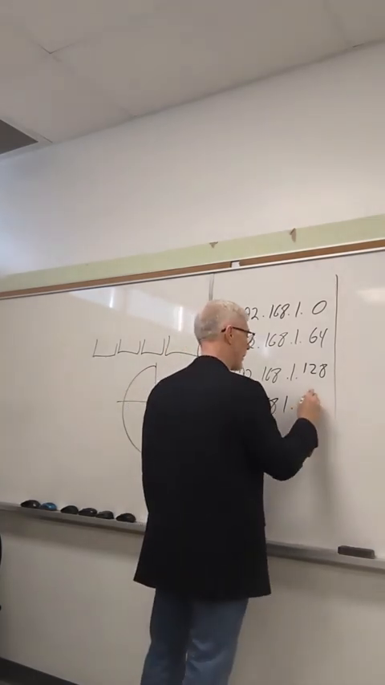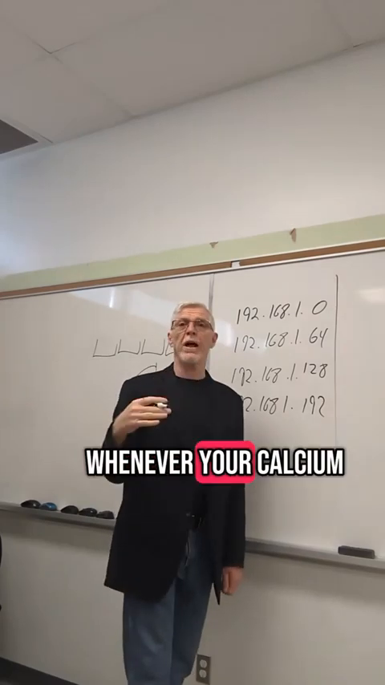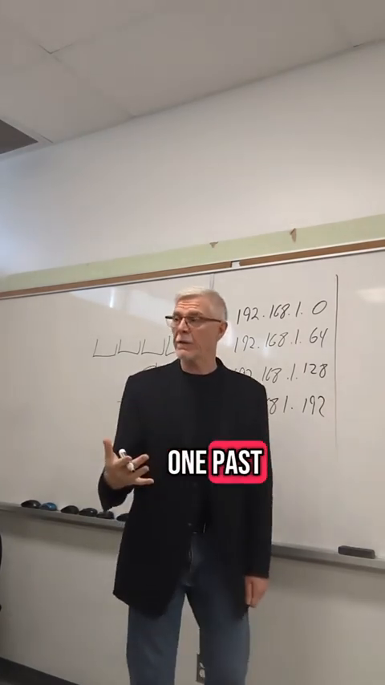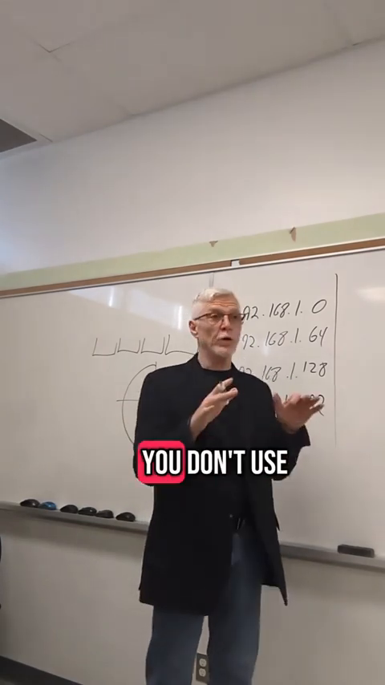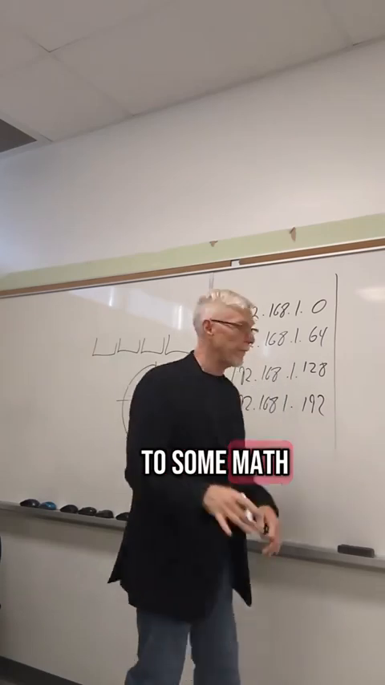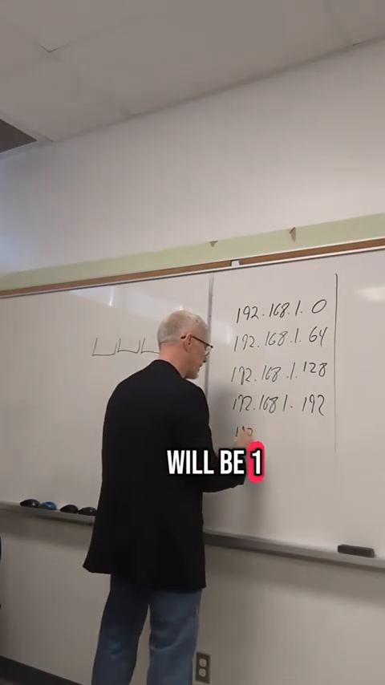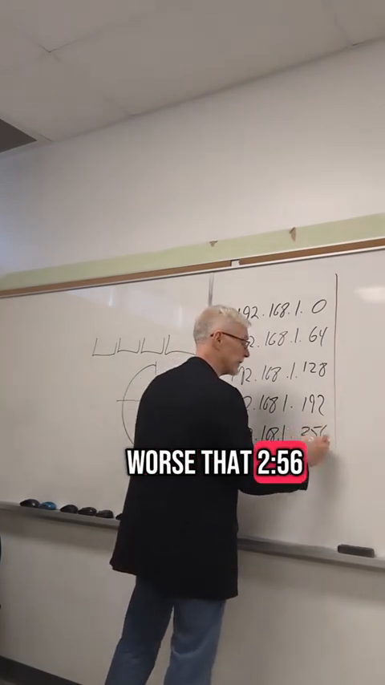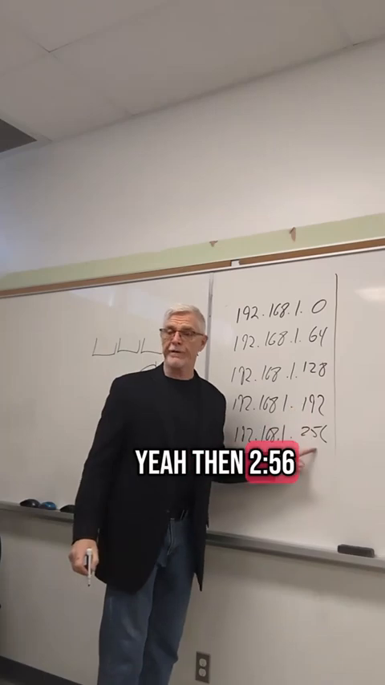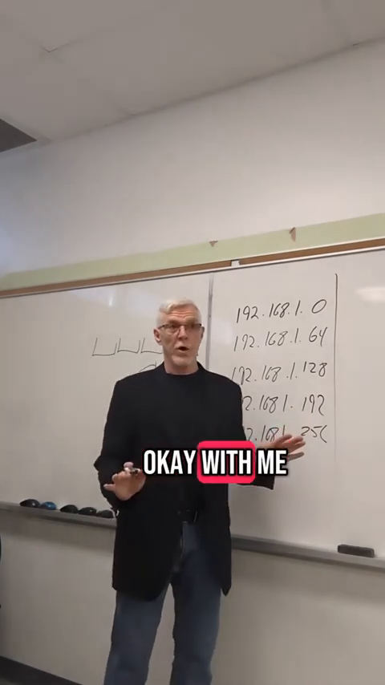192. Whenever you're calculating networks, always go 1 past, until you hit 256. That tells you you're done. You don't use that last network, you use it to do some math. So the last network will be 192.168.1.256. That's right? The 192 is right? Yeah, then 256, okay? With me okay on that?